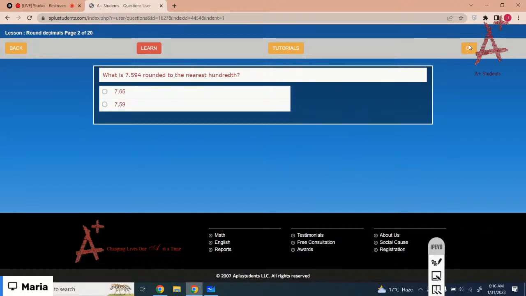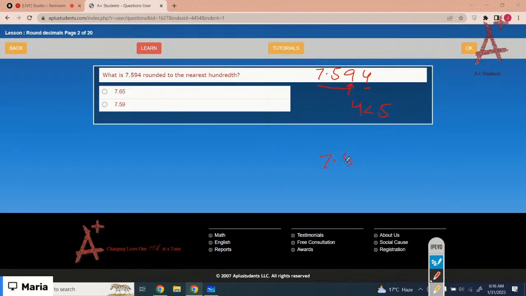Okay, the next one is 7.594 rounded to the nearest hundredth. Which digit is at the hundredth position? This digit is at the hundredth position. Just check the digit right after this one. You have 4, and 4 is less than 5. When the digit is less than 5, you have nothing to do. You have to round on the same digit.